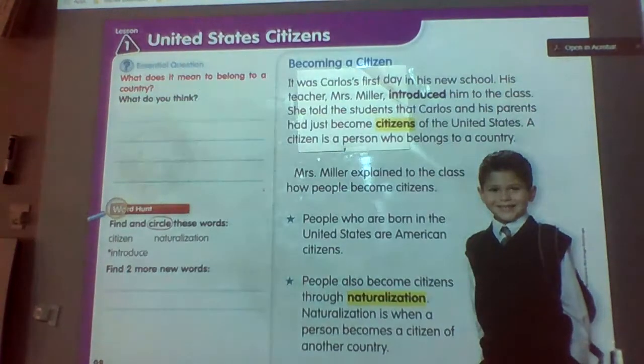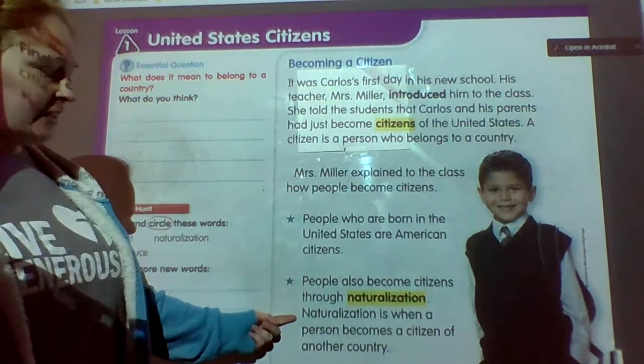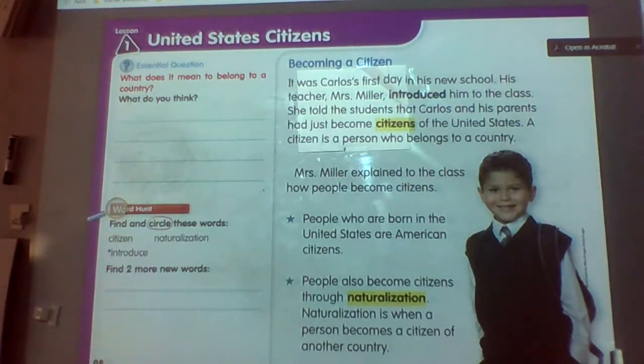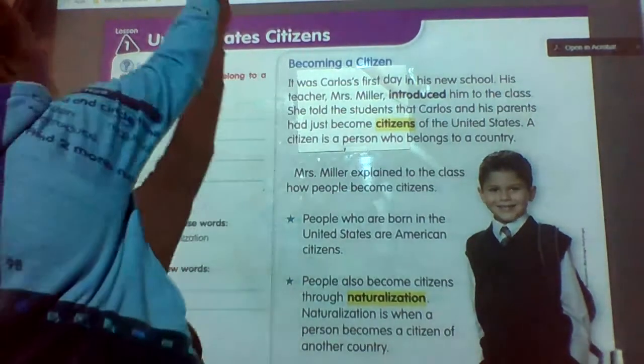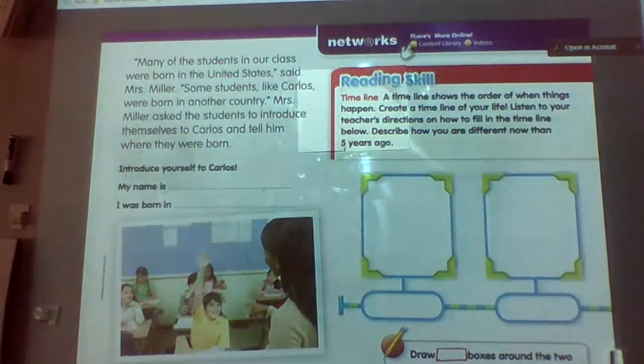People also become citizens through naturalization. Naturalization is when a person becomes a citizen of another country. So Carlos's family came over from another country, and now he and his family are citizens of the United States. "Many of the students in our class were born in the United States," said Mrs. Miller. "Some students, like Carlos, were born in another country."